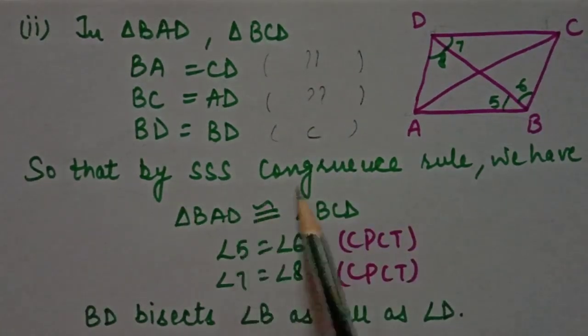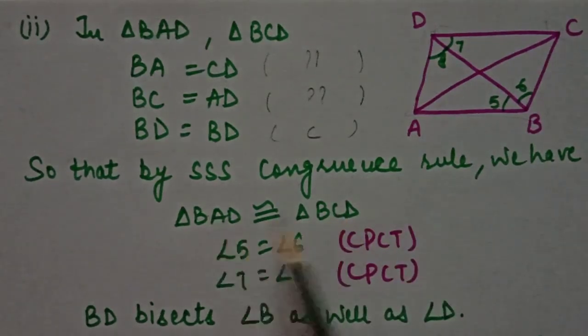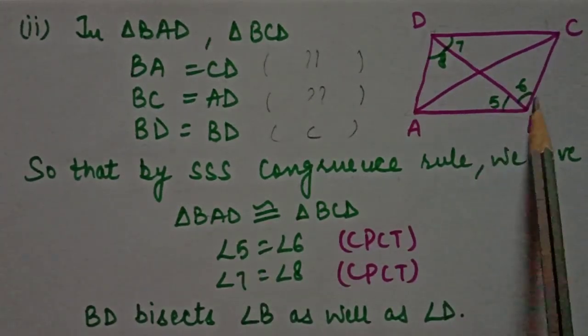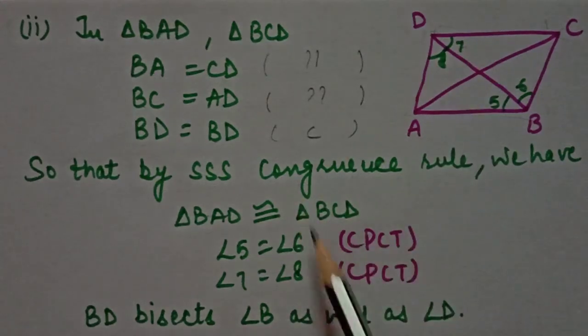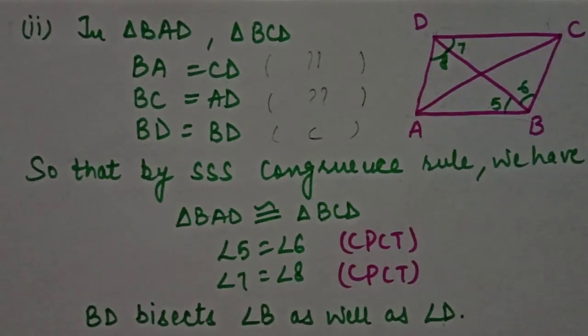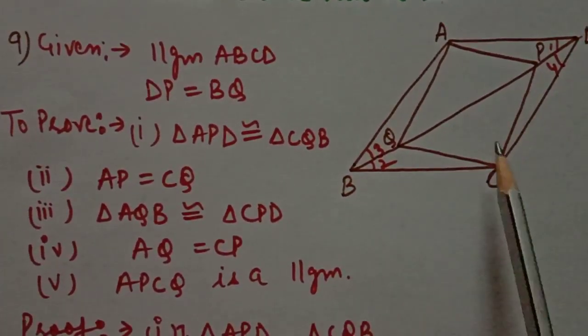So students, by the SSS congruence rule, both triangle BAD and triangle BCD are congruent to each other. Angle 5 and angle 6 are equal to each other by CPCT. Angle 7 and angle 8 are also equal to each other by CPCT. Hence, BD bisects angle B as well as angle D. So students, this is your question number 8. Now question number 9.